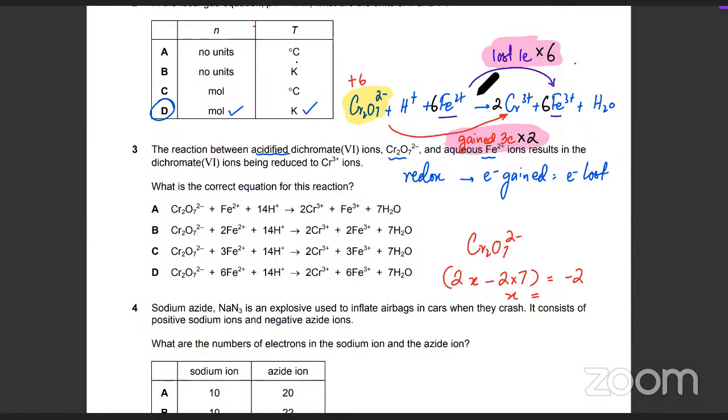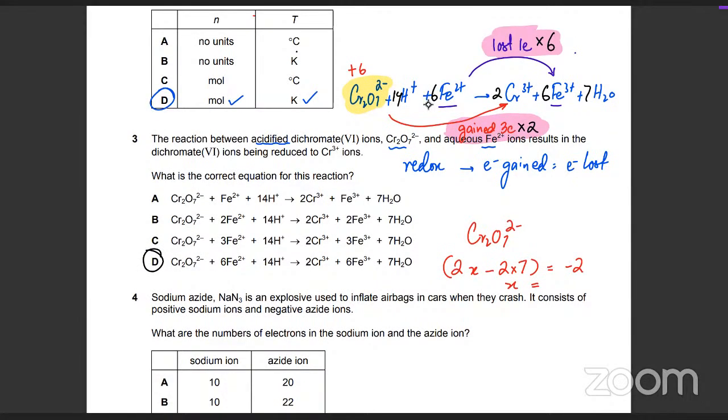And then you can balance the rest of the stuff, which is H and O. There are 7 oxygens, so there should be 7 H2Os. And that would leave you with how many hydrogens? That's 14 hydrogens, so there should be 14. So which is the correct equation? It's going to be Cr2O7 2-, 6 Fe2+ and 14 H+. I think it's the last one.